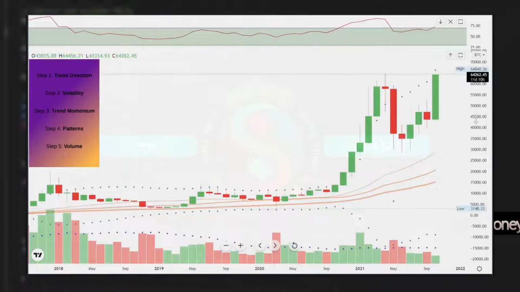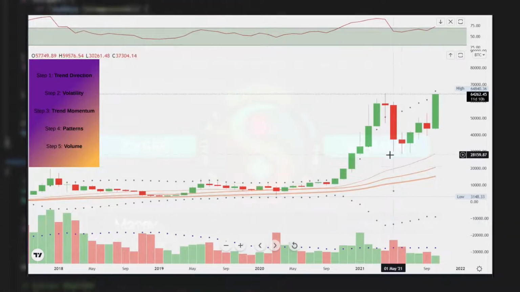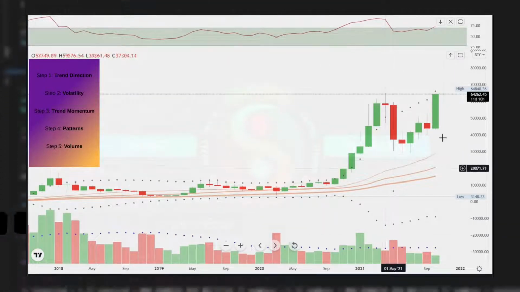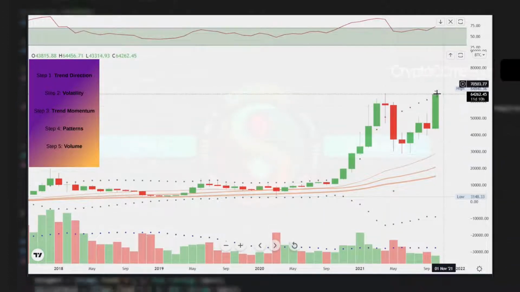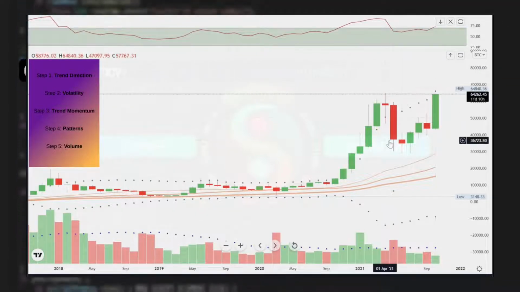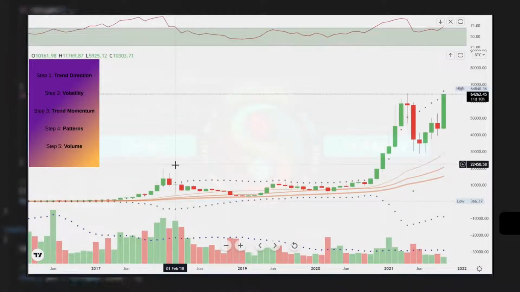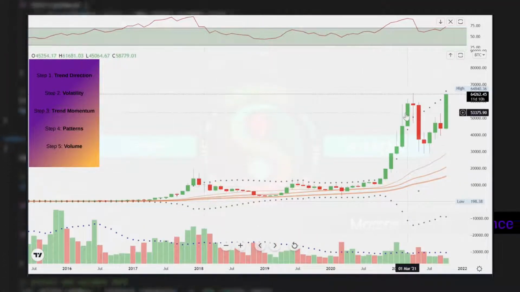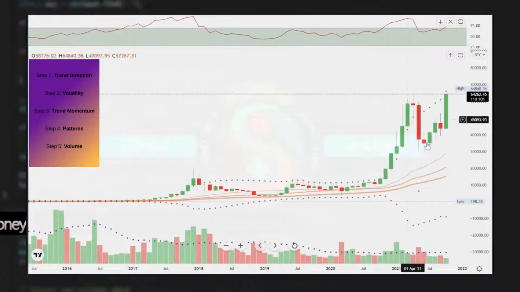To analyze the volatility, first we check the Bollinger Bands. Price is a lot higher than the midline, but lower than the upper band. Historically, on monthly time frame, we used to see 7 to 8 close over the upper band before a correction.